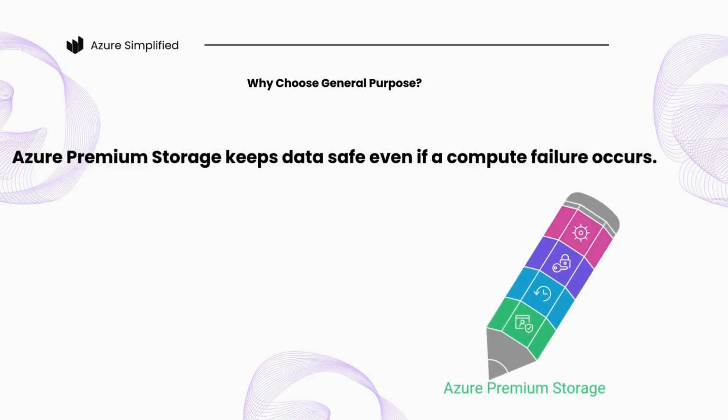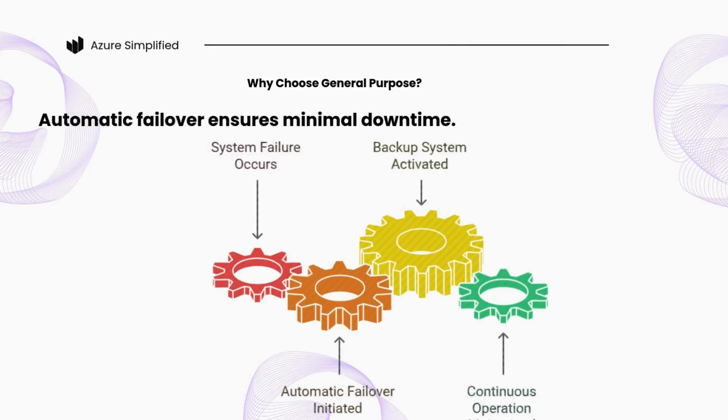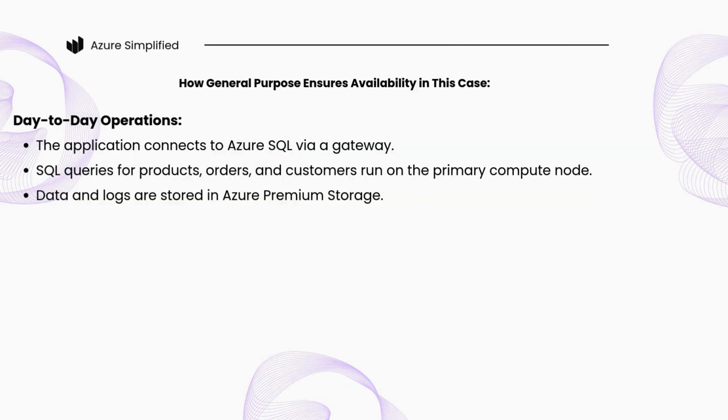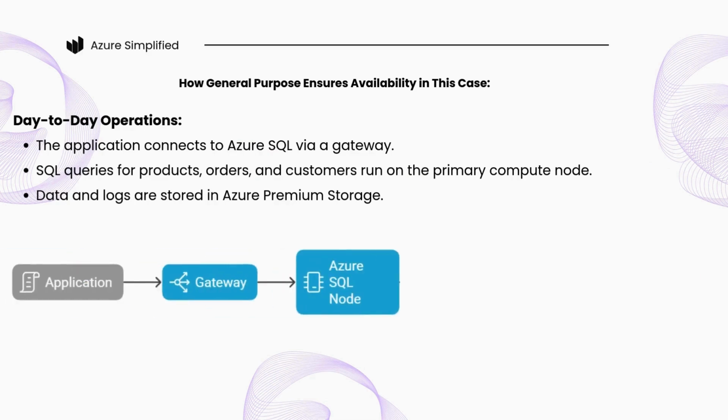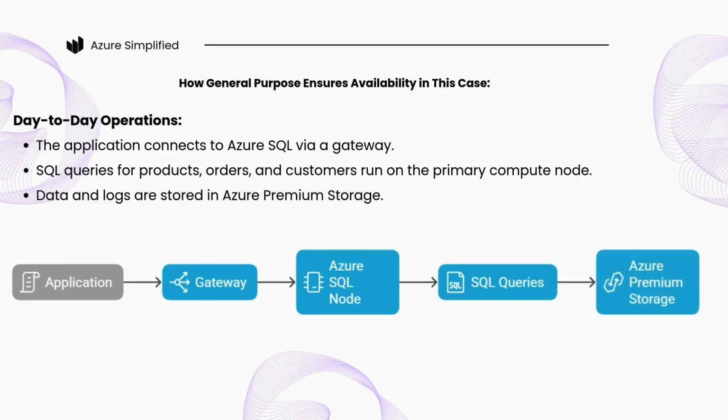Azure Premium Storage keeps data safe even if a compute failure occurs. Automatic failover ensures minimal downtime. How general purpose ensures availability in this case? Day-to-day operations. The application connects to Azure SQL via a gateway. SQL queries for products, orders, and customers run on the primary compute node. Data and logs are stored in Azure Premium Storage.